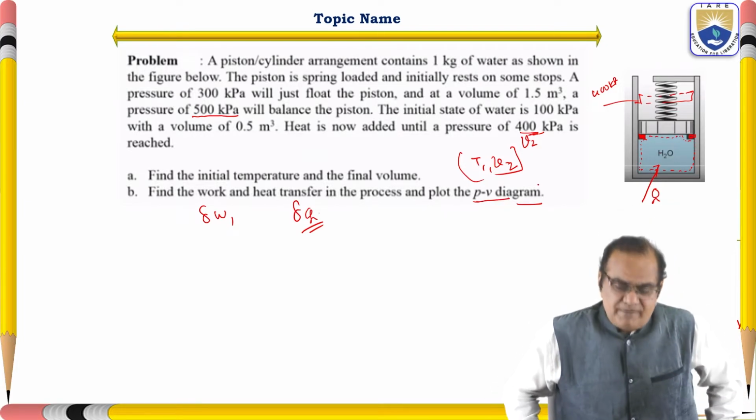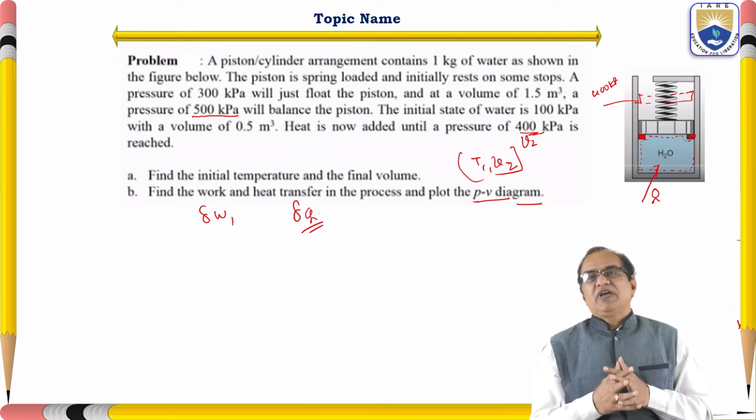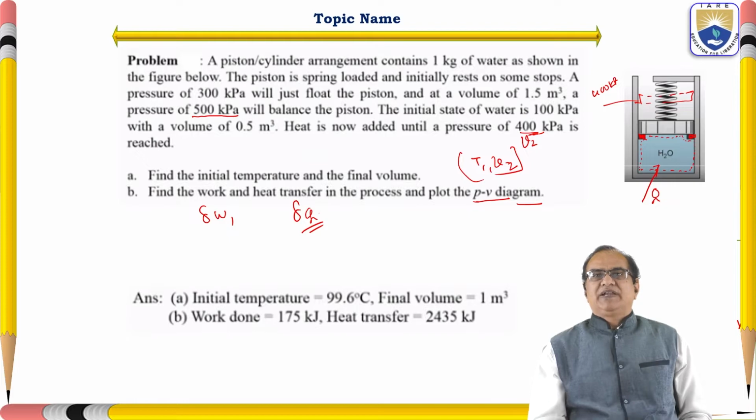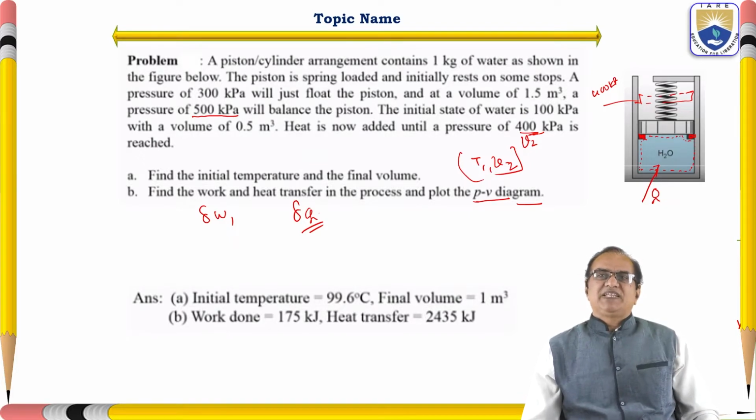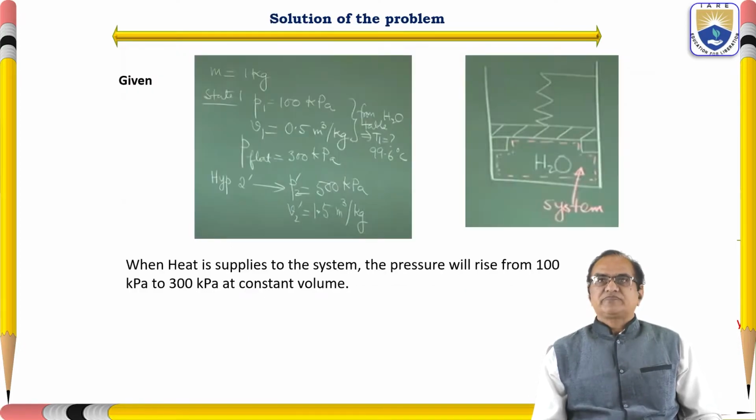Very interesting problem, and if you understand this, you can solve many problems. And these are the answers. Initial temperature we will get 99.6 degrees centigrade. Final volume we will get 1 meter cube, that is V2. Work done we will get 175 kilojoule, and heat transfer we will get 2435 kilojoule.